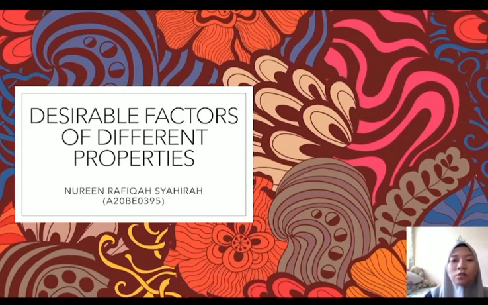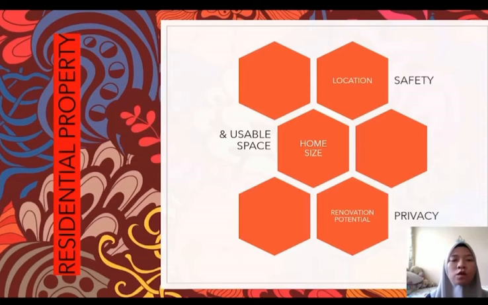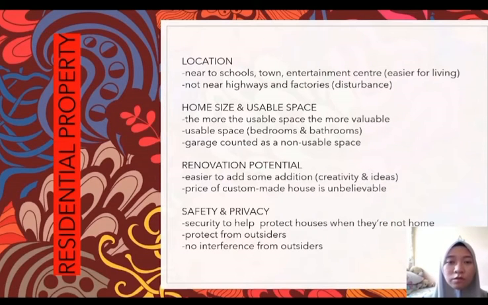Now let's move to the desirable factors of each property. Okay, so in my report for the assignment, I've listed 5 different factors that affect the value of a residential property. Each of them is location, home size and usable space, renovation potential, privacy and safety. I chose these 5 factors because this is what most owners or tenants want to look into when buying a property. I can say that most of the buyers and tenants will find a house according to their categories such as families or an employee.